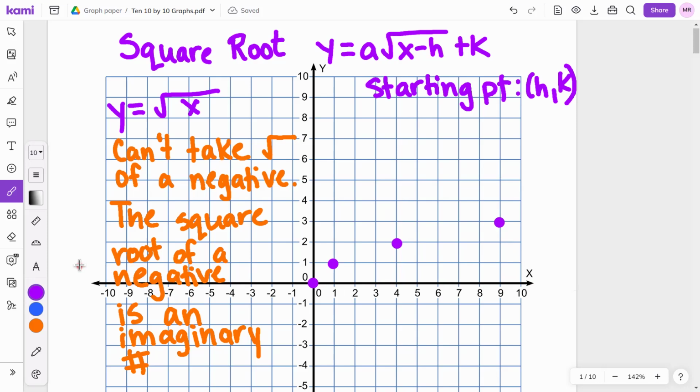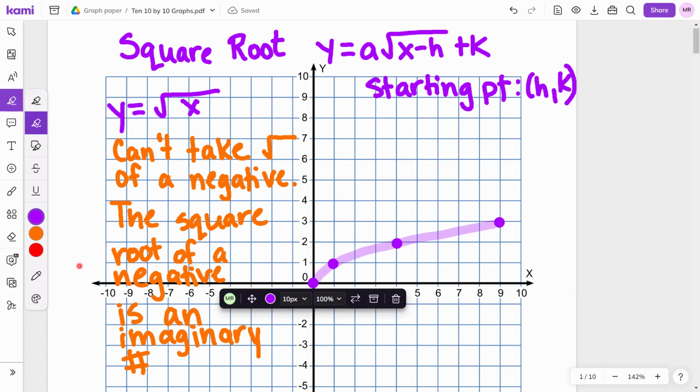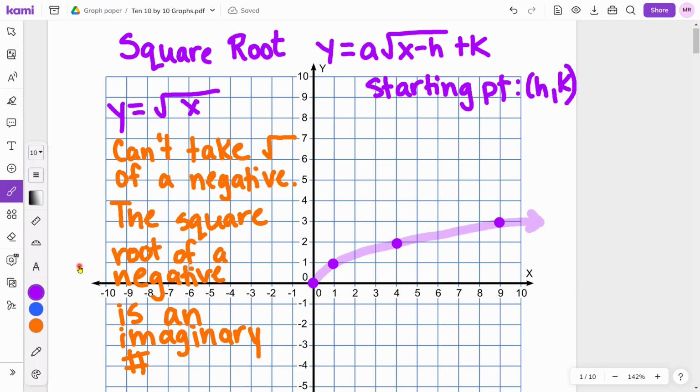So now I'm going to draw it as a curve, and you're going to see that this looks like half of a sideways parabola, because it actually is half of a sideways parabola, because the inverse of y equals x squared is x equals y squared. And that would be this whole entire parabola on its side. But when I am trying to get this in y equals form, I'm going to square root both sides. So this is going to be the square root of x.